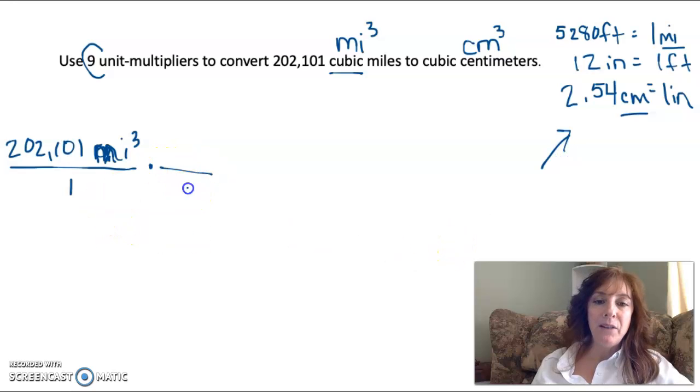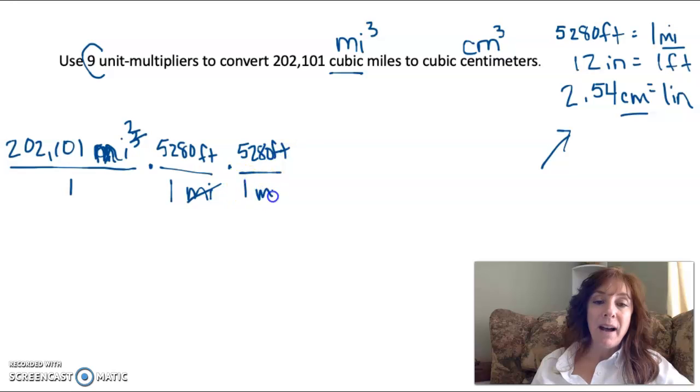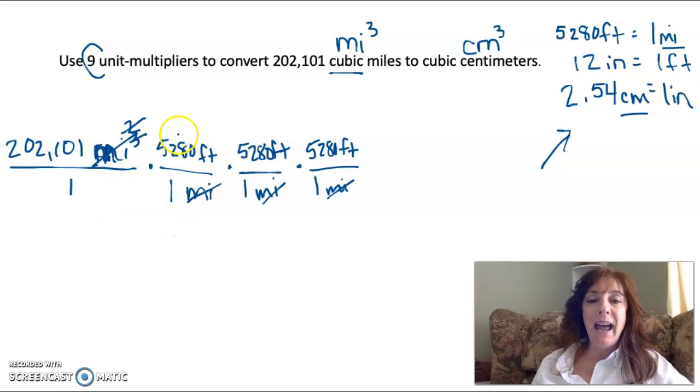Now I can put miles in the bottom and feet on top. And that gets rid of 1 of these miles, but I still have 2 of them. So I have to do it again. 5280 feet and 1 mile. That cancels with another mile, but I still have a mile left. So I have to say 5280 feet per mile again. Now that cancels out with my last mile. I have no more miles. All I have are feet times feet times feet, cubic feet.